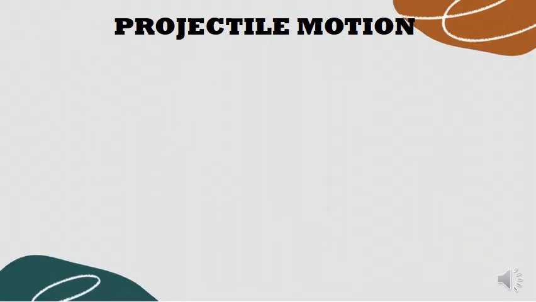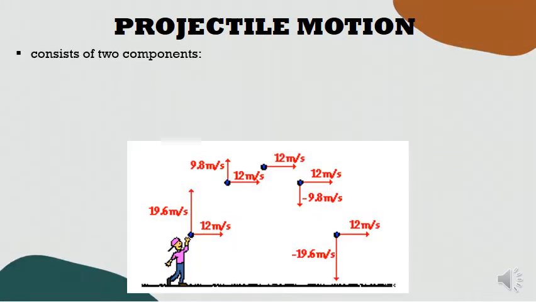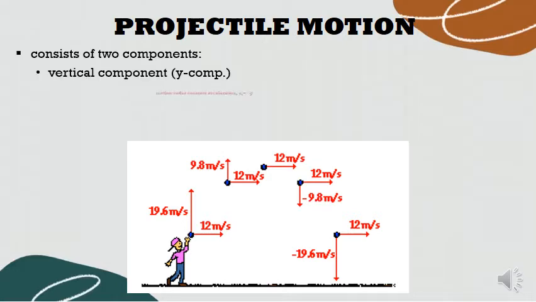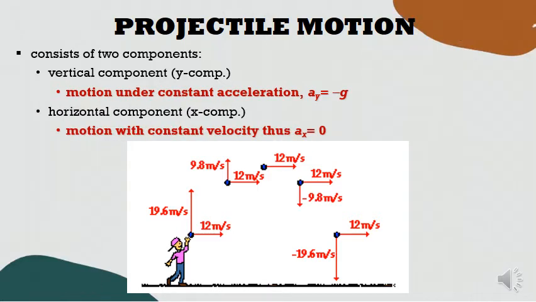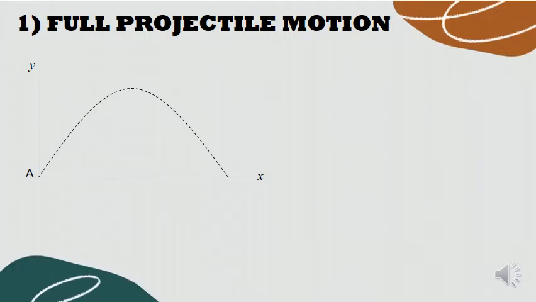Previously, we have learned that velocity, acceleration, and displacement are vector quantities. Therefore, projectile motion consists of two components: vertical component, also known as y component, and horizontal component, or x component. Now, let's learn about projectile motion in details.